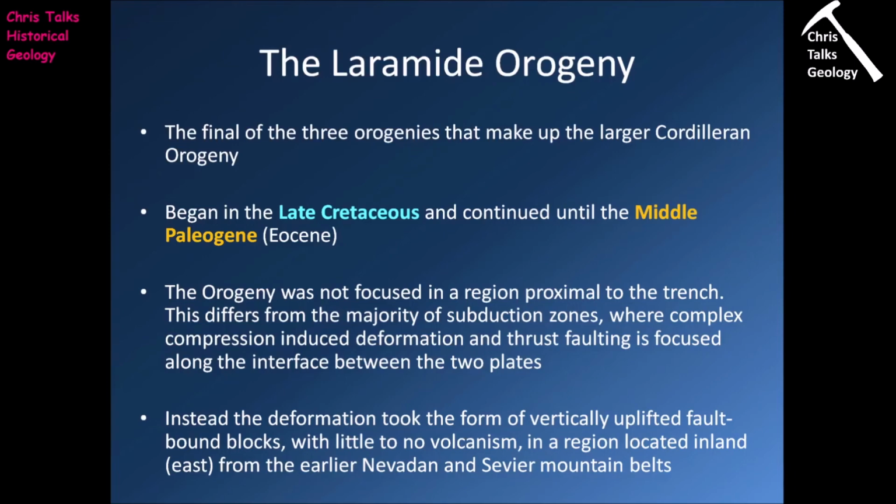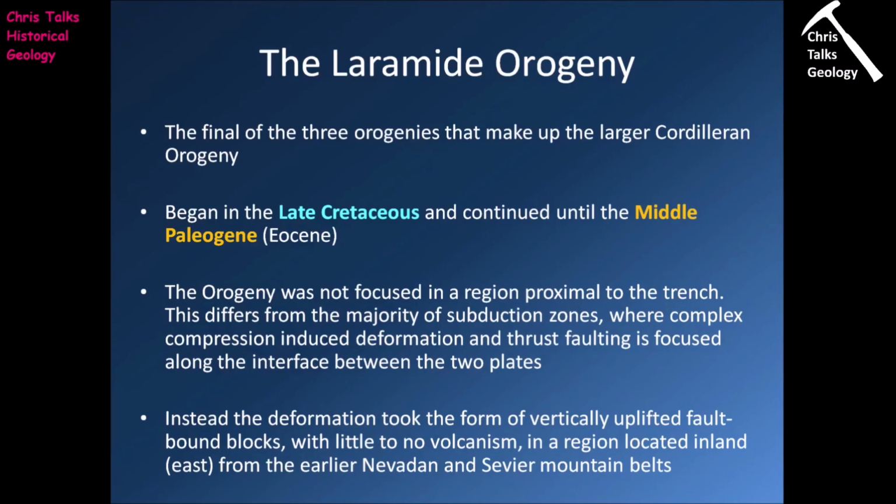So with the Laramide orogeny, we see quite a lot of vertically uplifted fault-bound blocks. So we get these big blocks of rock being pushed up using steep reverse faults. Now, most of these steep reverse faults are probably actually pre-existing normal faults that have just been reactivated. So the fault is already there, and so all tectonism has to do is simply use it again, because it's the easiest way of doing things.